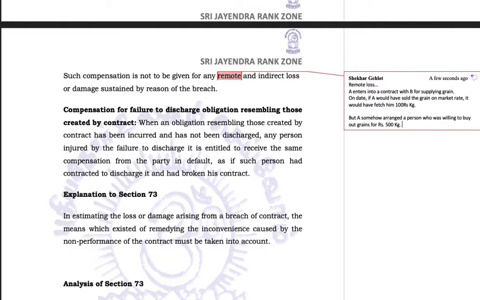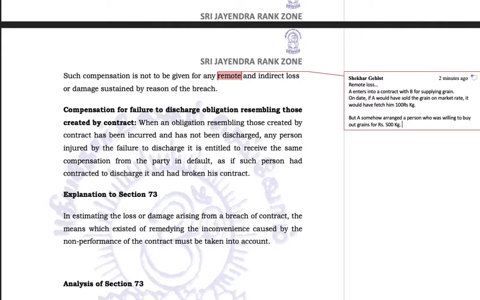Now, in an economic transaction, what would happen? A will buy grains from B at some rate, and then A will sell it further in the market after making some profit over it. Now, if B would have supplied the grains to A on that date, the market rate for the grains was 100 rupees per kg. So A would have sold them for 100 rupees per kg. Okay, but somehow A had arranged a person who was willing to purchase grains for 500 rupees per kg. That is a premium of 400 rupees on each kg. But B somehow breached the contract and did not supply the grains to A on the required date.